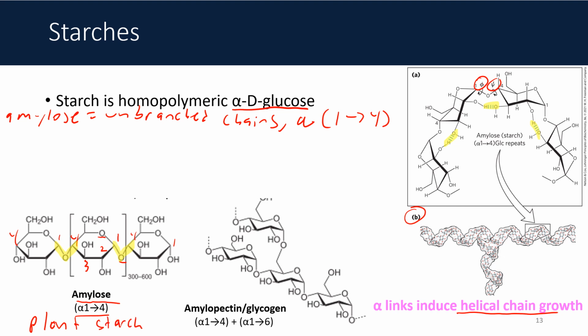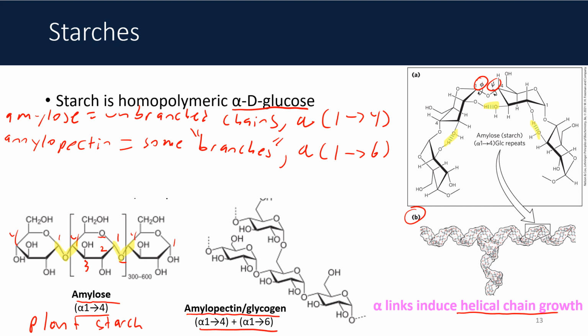Another component of plant starch is the next level up, amylopectin. Amylopectin has a lot of similarities to amylose. It's going to largely consist of glucoses held together through the alpha-1,4 linkage, but we're going to introduce some branch points. And these branches are held together with the alpha-1,6 linkage. Let's take a look at this diagram to see what I'm talking about.